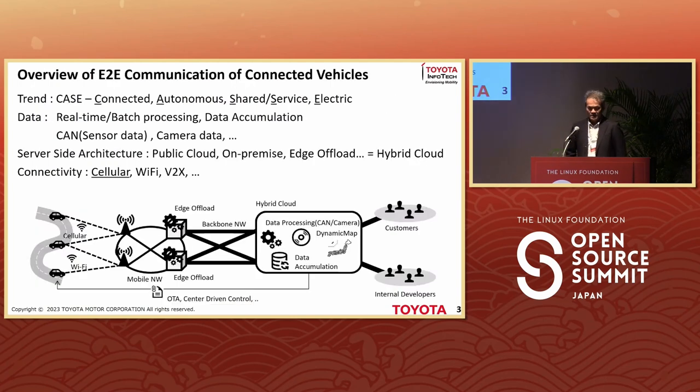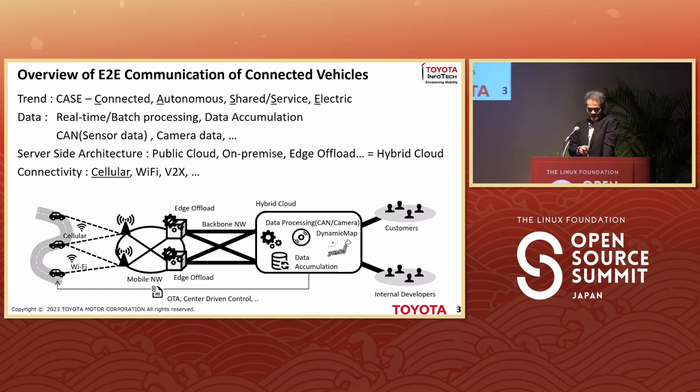Okay. At first, background. Nowadays, in the automotive industry, the trend is called CASE, C-A-S-E. C stands for connected, and A stands for autonomous, and S can be twofold. One is shared, and the other is service, and then electric, okay? And regarding data, we have to handle data from vehicles. For example, sensor data, so-called CAN, and also camera data, and how we process the data, depending on the data or use case, real-time or batch processing.